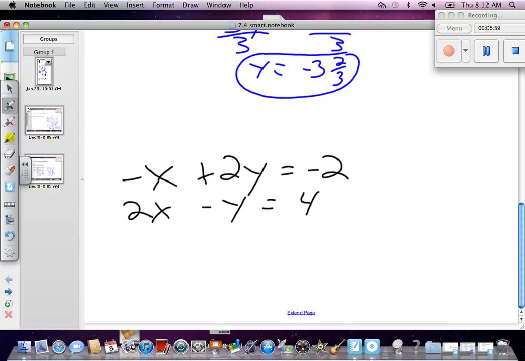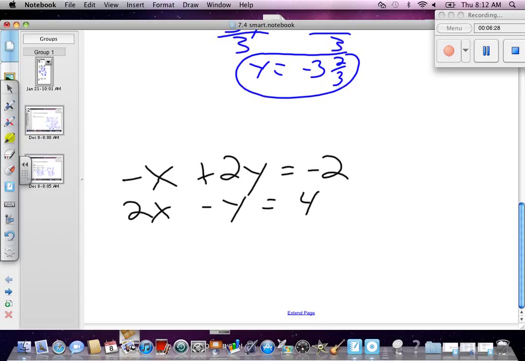So, ladies and gentlemen, for part B, can we just add or subtract? No. The numbers in front of the x's and the numbers in front of the y's are different. Do you guys see that? It doesn't matter if we change it to negative or positive, it's still not going to work. So this is what we're going to do. What would I have to add to 2y to get 0?